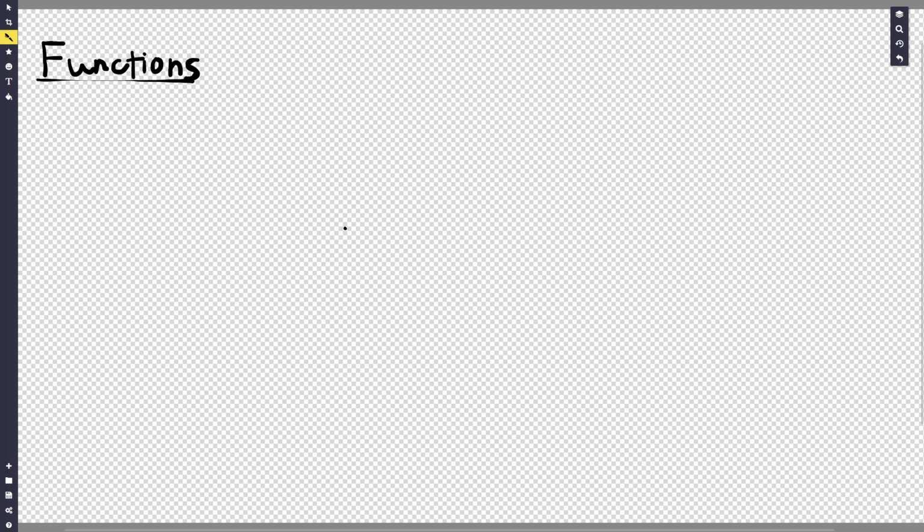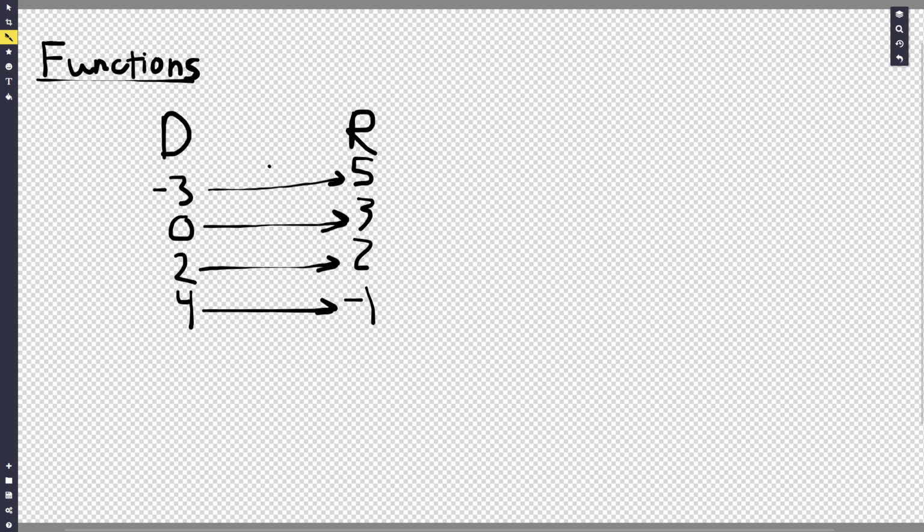Let's just start off with, what is a function? Well, a function is a relationship between an input and output where every input has exactly one output. And let's go back to our mapping that we were talking about on my last video. So we might have a domain and we have a range. If we just put down some values, as you can see here, every input has exactly one output, but each output could have more than one input.